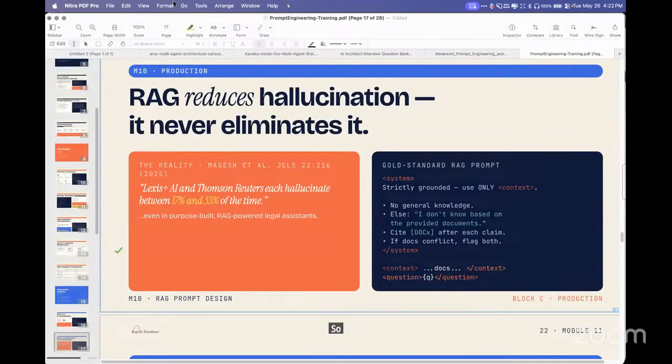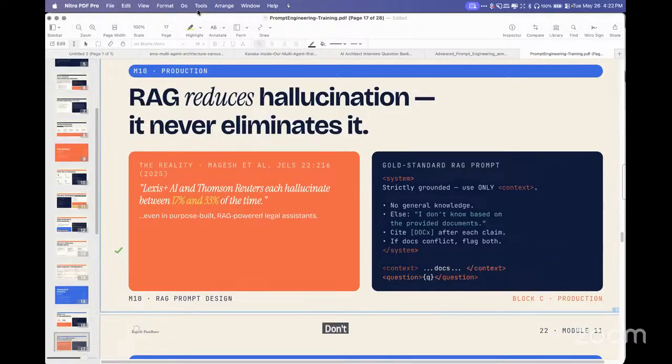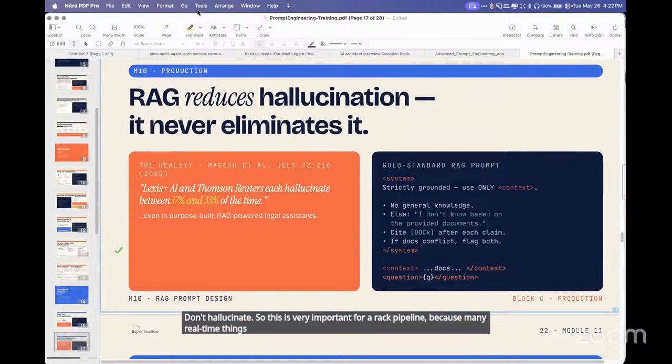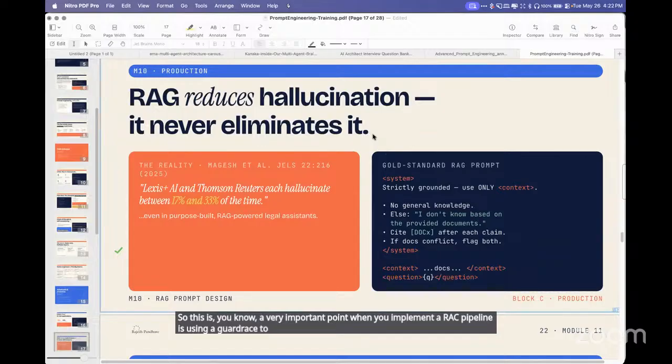So when you are implementing a RAG pipeline, this is the first thing you need to implement in LLM prompting: if you don't get anything from the internal sources, directly say no to the user, don't hallucinate. This is very important for a RAG pipeline, because many real-time things depend on this, and if the LLM hallucinates, it will be a big problem for the user and also for the enterprise. So this is a very important point when you implement a RAG pipeline: using guardrails in your prompting. You need to create guardrails using your prompting.